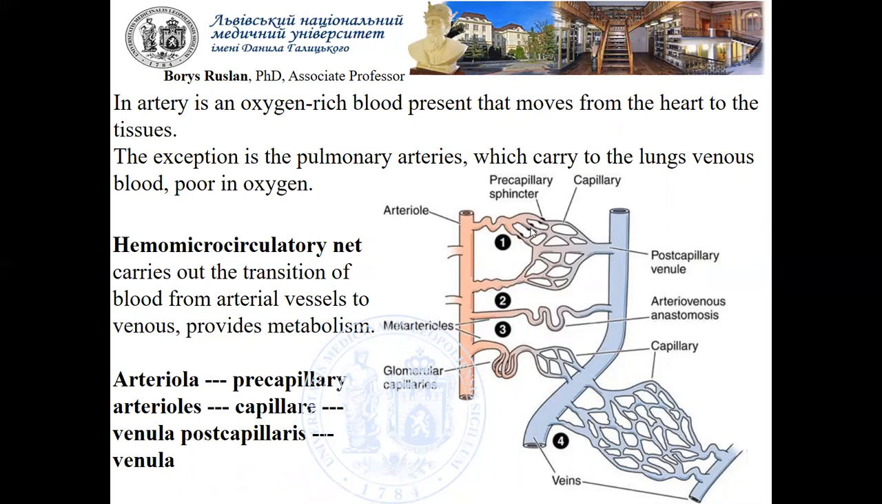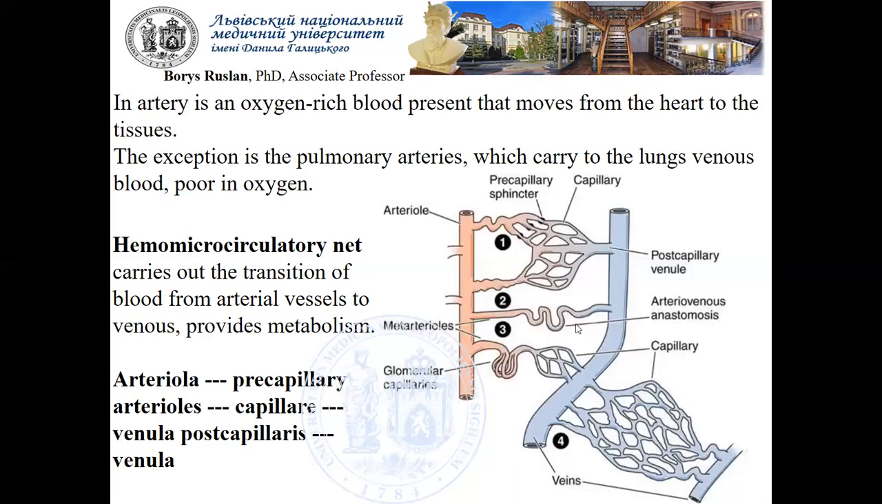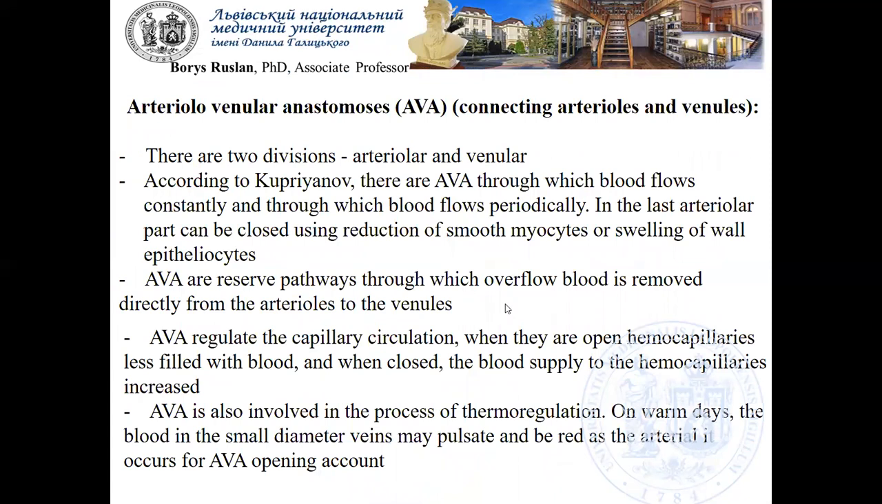Here you can see the precapillary sphincter in this place. What about in this picture, you can see the arteriovenous anastomosis here. What do you have to know about this anastomosis? Arteriovenous anastomosis, AVA, connects arterioles and venules.